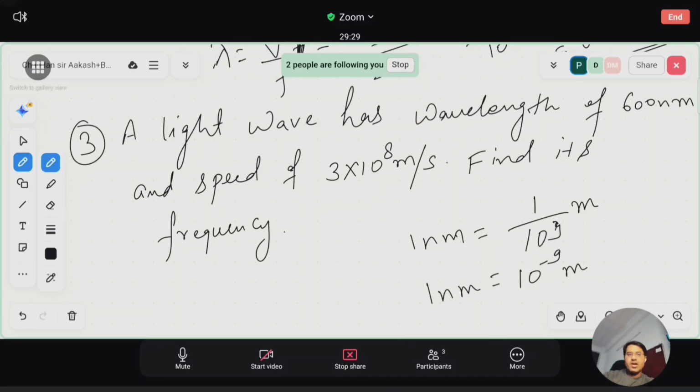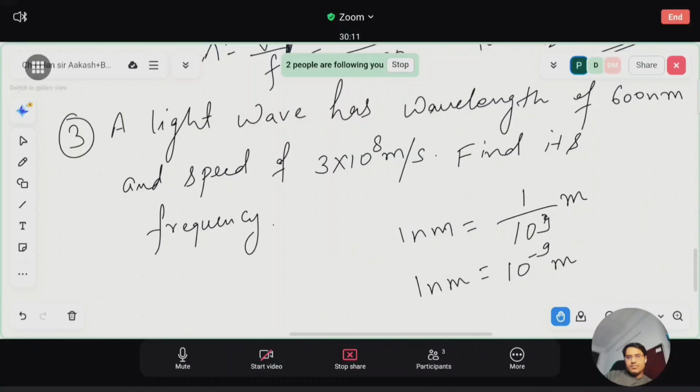Now tell me the answer. Deepika, are you understanding this? How I did 600 into 10 to the power minus 9? I converted nanometer into meter. Yes. Please calculate. Which formula are you using? Deepika, give the formula first. Frequency is what? F equals V over lambda. Very good. Very nice. F is equal to V over lambda. So now you can calculate.